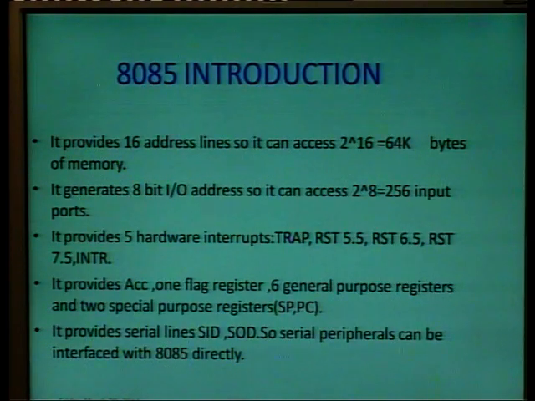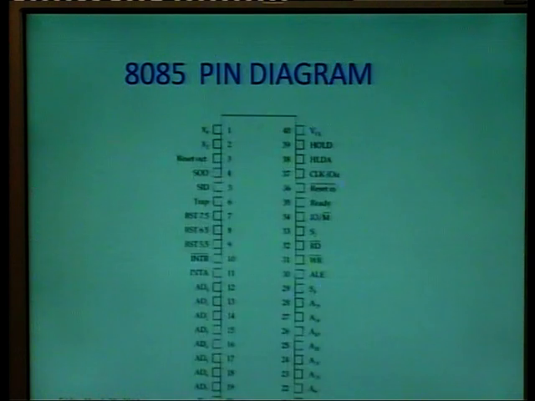It provides for 5 hardware interrupts, that is TRAP, RST 5.5, RST 6.5, RST 7.5 and INTR. It gives us an accumulator, 1 flag register, 6 general purpose registers and 2 special purpose registers. These special purpose registers are stack pointer and program counter. It provides serial lines SID, that is serial input data line, and SOD, serial output data line. So, serial peripherals can be interfaced with 8085 directly.